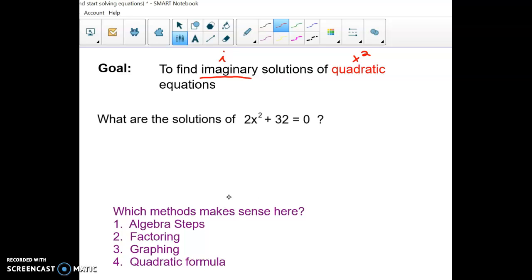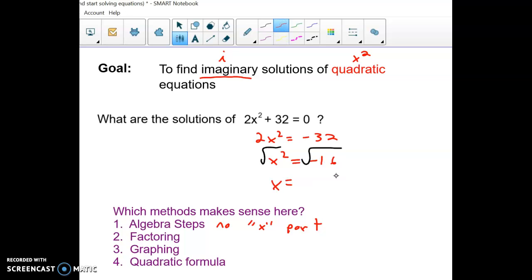All right, so the trick on this is if it has no x part, right? It just has the x squared, then we can use algebra steps. So all that means is I just do what I normally do. So minus 32 from both sides, divide by 2 to get x squared alone. And then we can cancel out the square by doing the square root. Okay, and right, we got a negative square root over here.